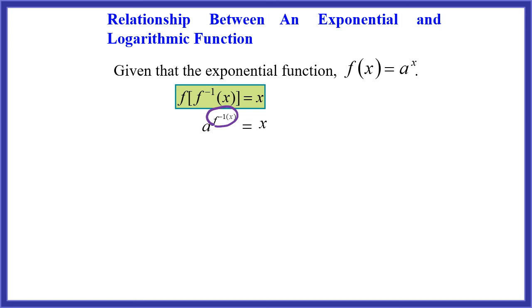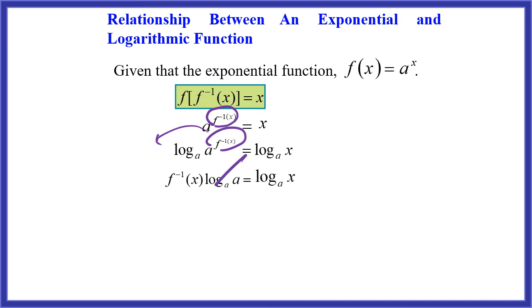So what base should we choose? Yeah, base a. So log base a of a to the power of f inverse equals log base a of x. So f inverse will be the coefficient. So we have f inverse times log base a of a equals log base a of x. Now log base a of a is equal to 1, so f inverse is actually equal to log base a of x.